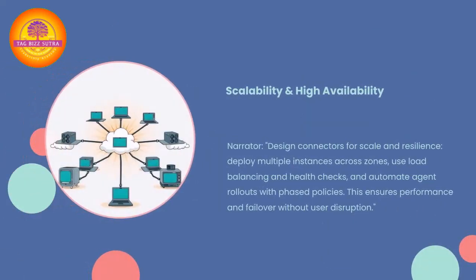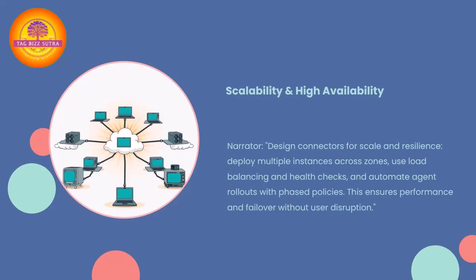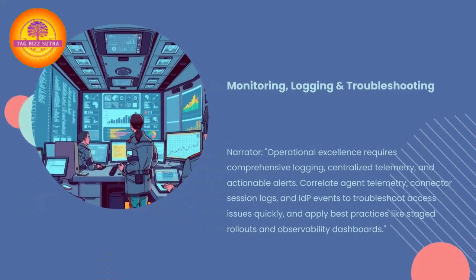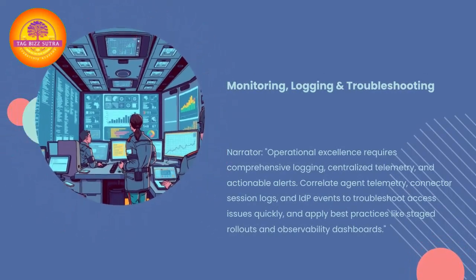Design connectors for scale and resilience, deploy multiple instances across zones, use load balancing and health checks, and automate agent rollouts with phased policies. This ensures performance and failover without user disruption. Operational excellence requires comprehensive logging, centralized telemetry, and actionable alerts. Correlate agent telemetry, connector session logs, and IDP events to troubleshoot access issues quickly, and apply best practices like staged rollouts and observability dashboards.